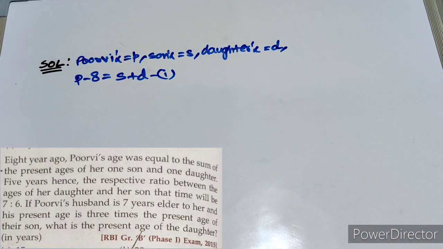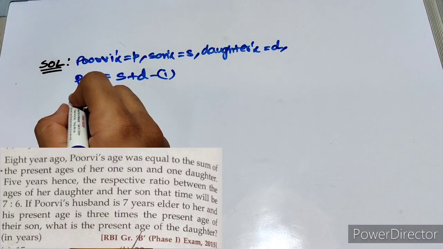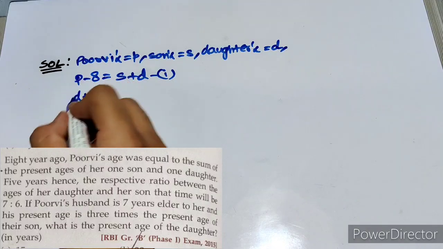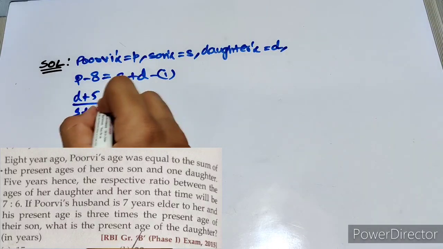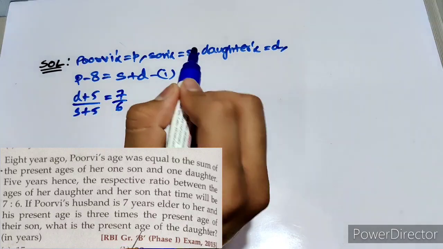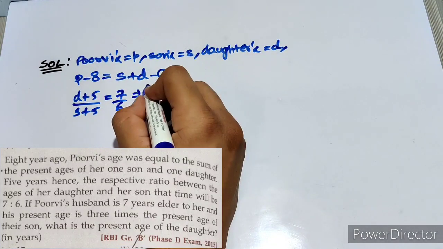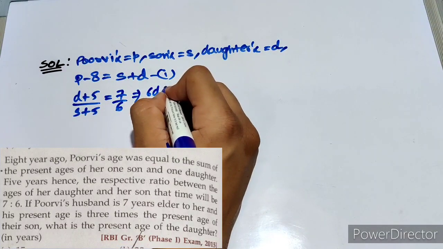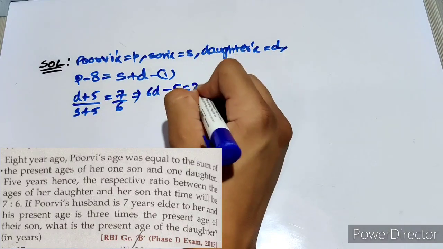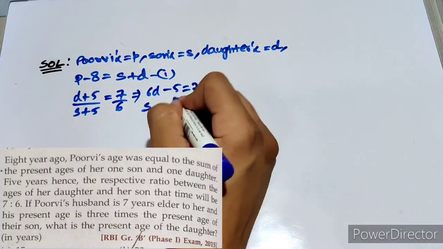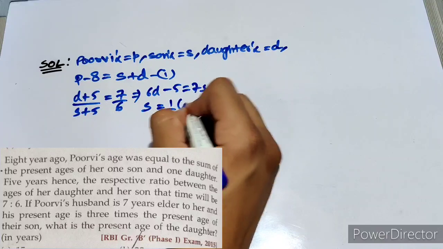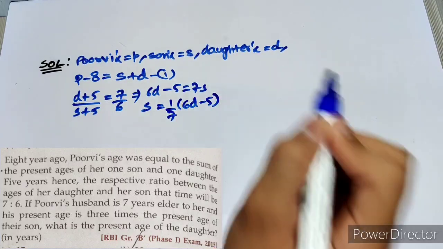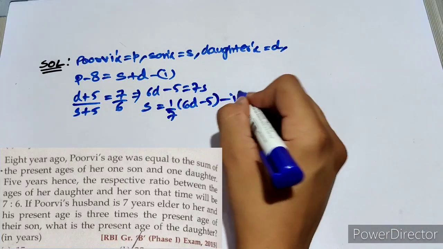The second equation is that 5 years hence the ratio between the ages of her daughter and her son at that time will be 7:6. So 5 years hence, what will be her daughter's age? D plus 5, and son's age will be S plus 5, and the ratio is 7:6. Solving it further, it will give 6D minus 5 is equal to 7S. So S is equal to 1 by 7 times 6D minus 5.